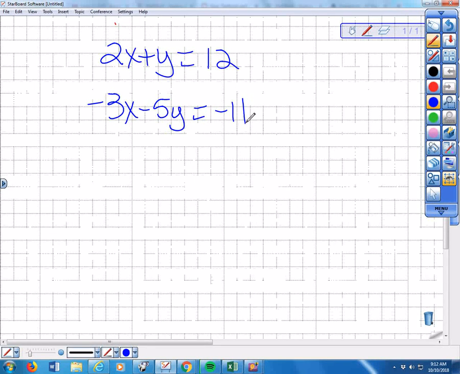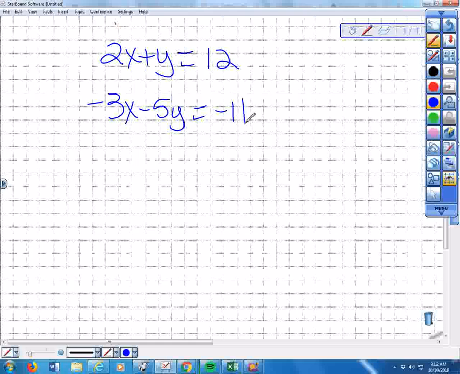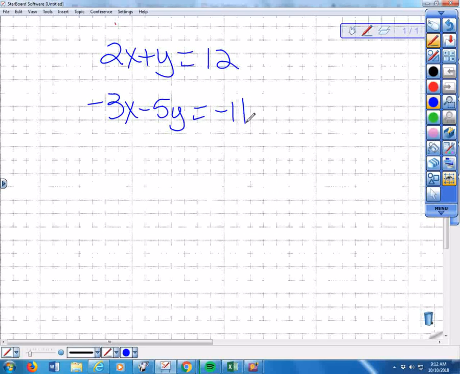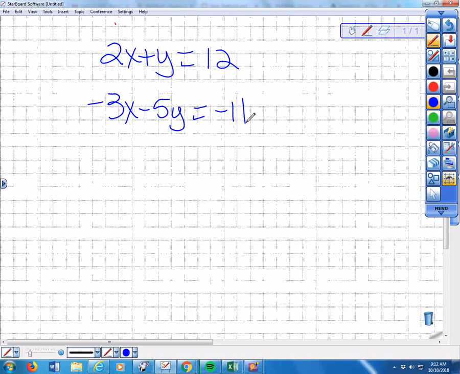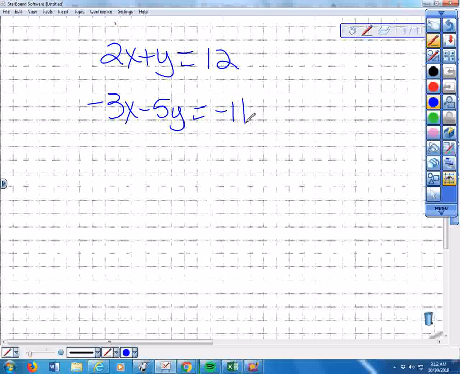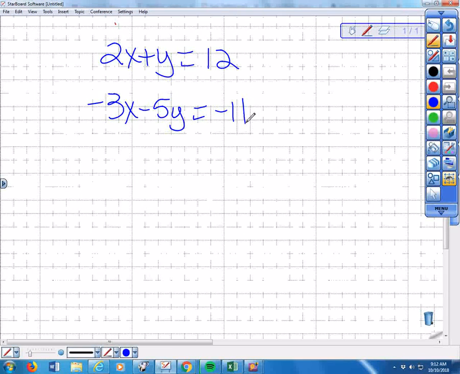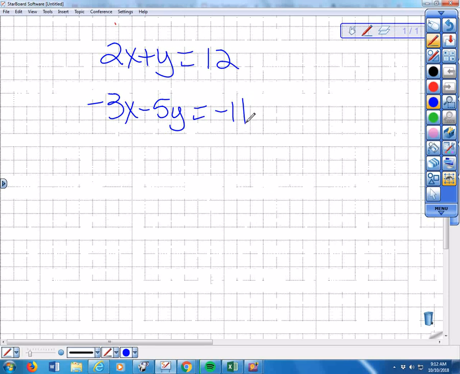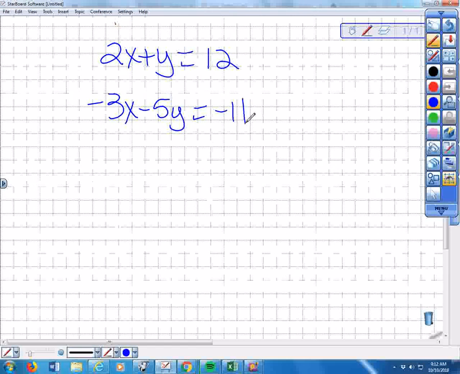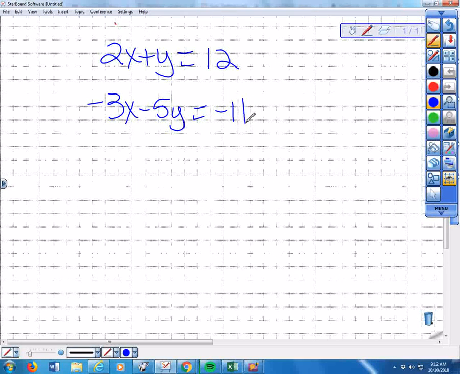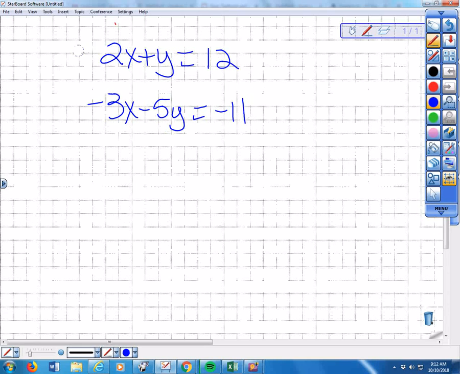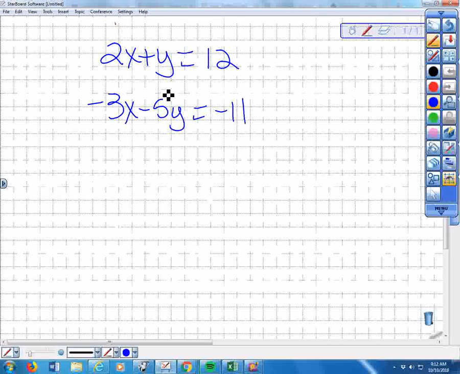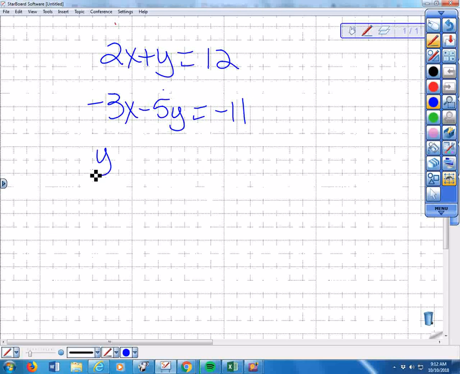Yeah, it's probably easier to solve for y because all I have to do is subtract 2x. If I have to solve for x, I have to subtract the y and then divide by 2. So it's 2 steps. We should all be looking for the easiest way to do math. Should be our goal. Okay? So when I look at this, I'm going to pick the first equation to solve, and I'm going to pick y. So I'm going to solve the first equation for y.